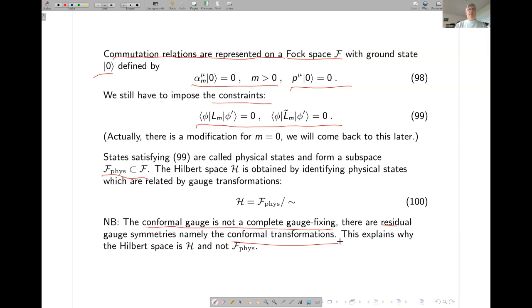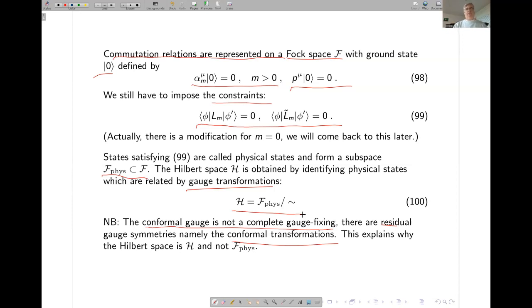But what we then have to do is, if two physical states are related by such a conformal transformation, then we need to identify them. So this is an additional gauge symmetry that we have to divide out. And this is then how the physical Hilbert space arises. It comes out of the physical subspace by identifying states which are gauge equivalent.